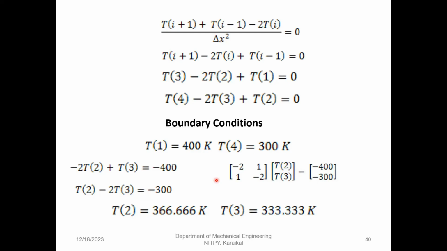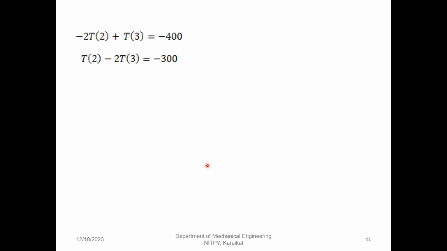This is 1-dimensional heat transfer. If I'm going to go for 2-dimensional, then it becomes a 100 cross 100 matrix. To find an A inverse of a 100 cross 100 matrix will be very difficult for the computer to do. So computers are not going to go for matrix inversions, but we'll be doing something else.